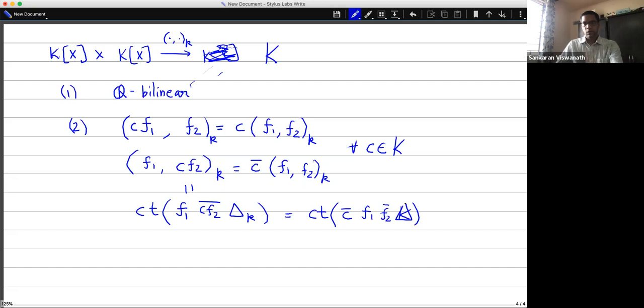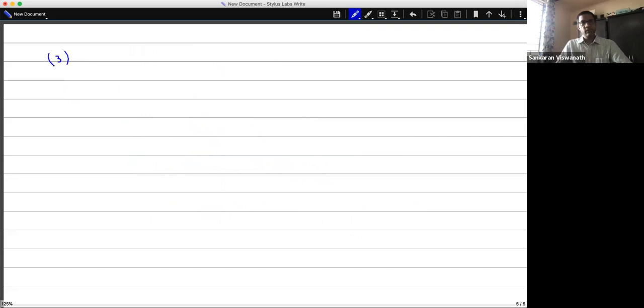The constant term map: what was the constant term? You had to take this thing and find its coefficient of x power zero. So if you multiply the whole thing by some element of k, that element of k just comes out. So it's k times the constant term of f1, f2 bar. That's the proof that when you pull out on the second component, it'll come out as a bar. So it's sesquilinear in that sense.